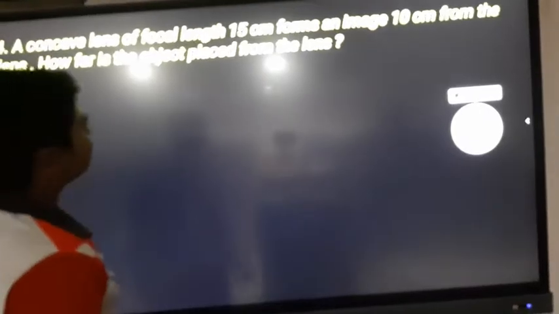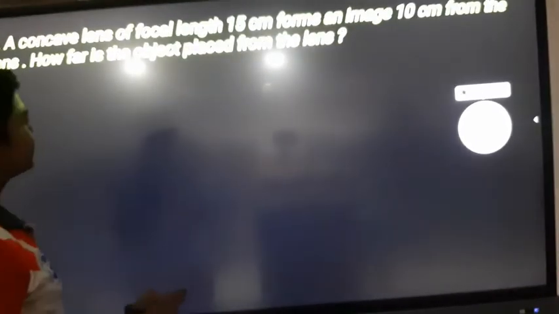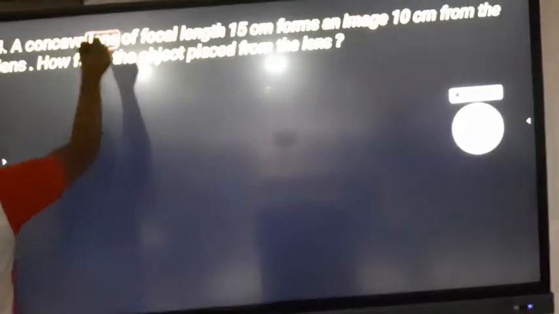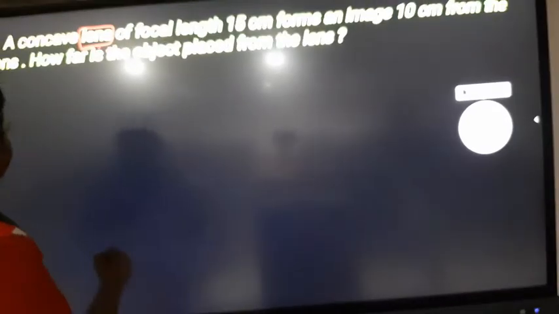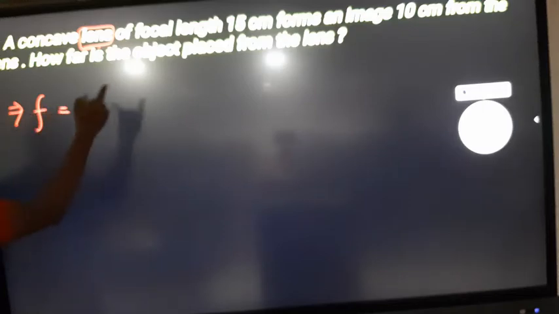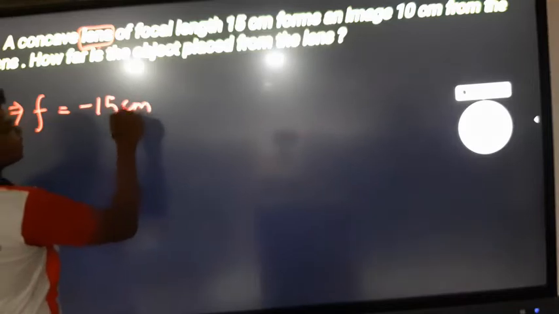So we are again asking that a concave lens of focal length 15 cm forms an image 10 cm from the lens. How far is the object placed from the lens? So here in place of mirror it is lens given. So in lens, the focal length of concave is always negative. So focal length is given 15 cm. So it is from concave lens, so we will take minus 15 cm.